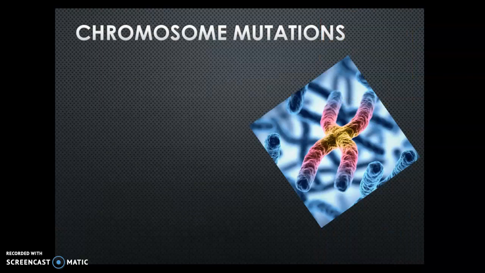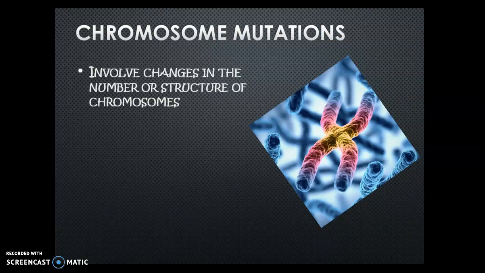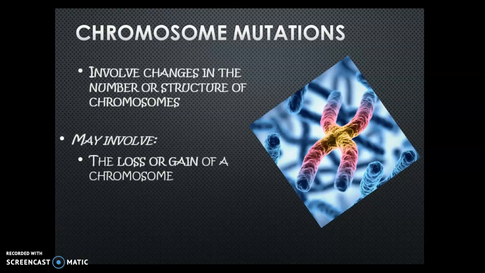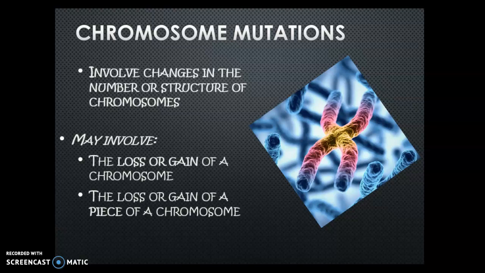So chromosome mutations are specific to the chromosome itself. It's a change in the structure of that chromosome or the number of that chromosome. So if we're supposed to have 46 as humans, and we accidentally have a mutation that causes 45 chromosomes or 47 chromosomes, that would be a change in the number of chromosomes. Or we might change the format of the chromosome itself. So we might have a loss or gain of a chromosome, we might have a loss or gain of a piece of a chromosome, or a change in some piece of the chromosome, as we will see.